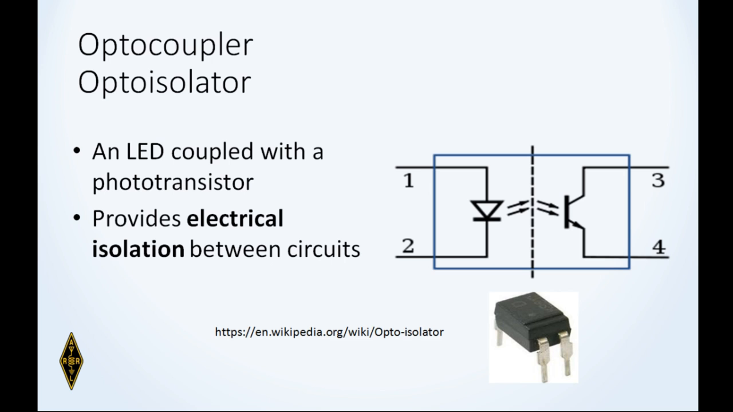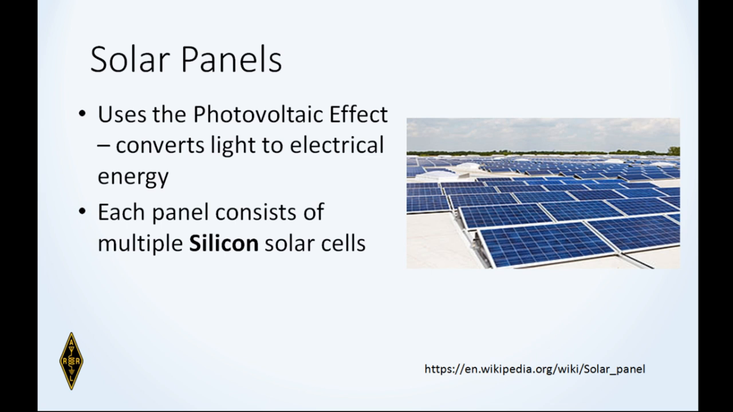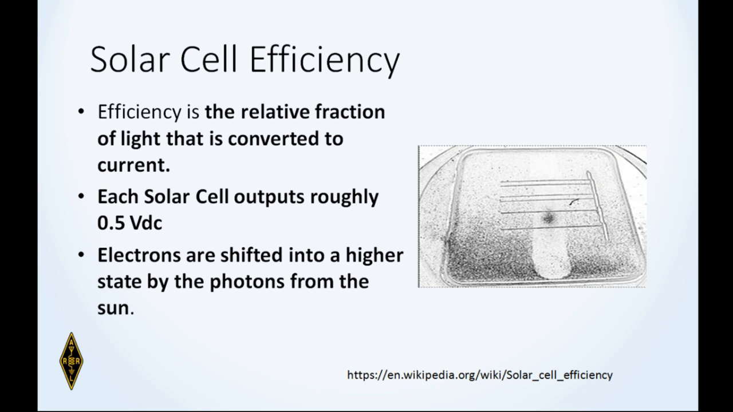And of course, solar panels that use the photovoltaic effect to convert light to electrical energy, generally using silicon solar cells. And this is an interesting definition. The efficiency of a solar cell is the relative fraction of light that is converted to current. So if you have a dirty photocell, the efficiency of that photocell will go down because you're blocking some of the light. So that's one way to improve efficiency, is just to keep them clean.